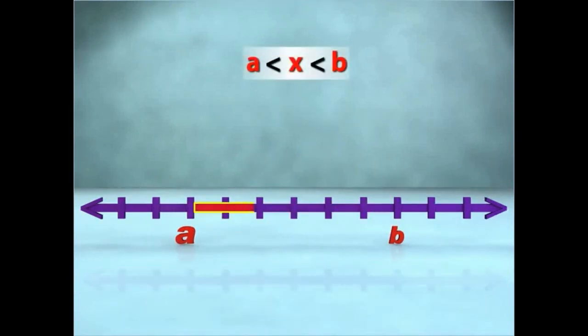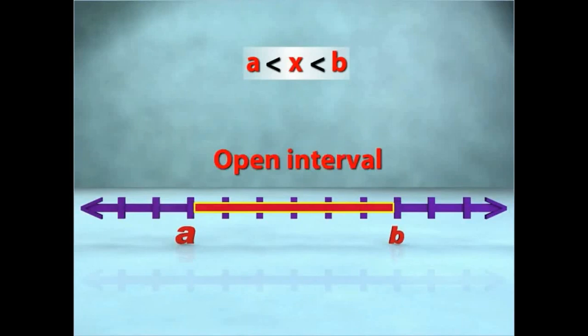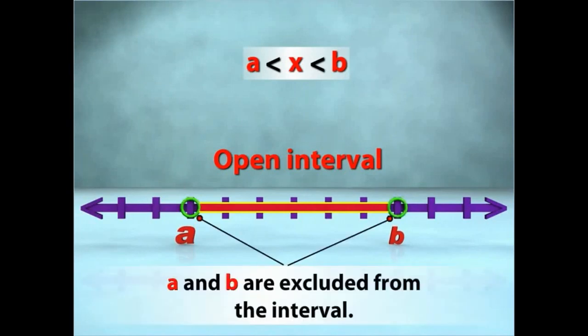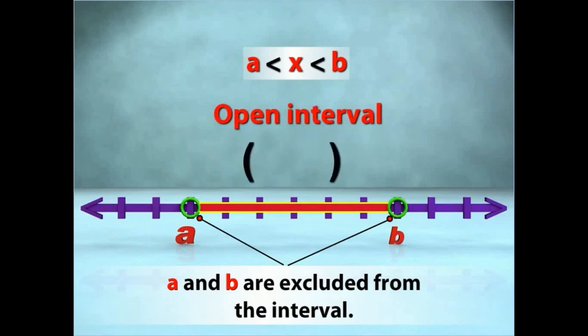An interval that does not include the two numbers at both ends is called an open interval. The empty circles at the endpoints of the interval indicate that the numbers at both ends are excluded from the interval. An open interval is represented by a parenthesis. This notation stands for the open interval AB.